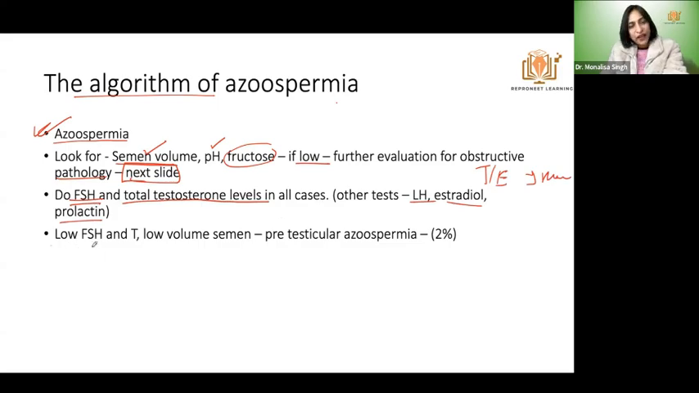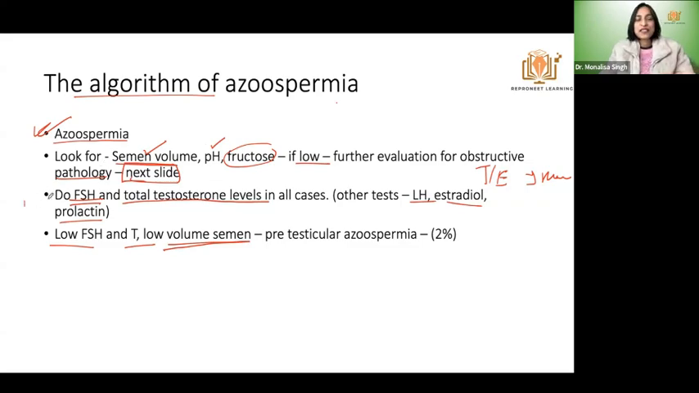Low FSH, low testosterone, low volume semen. So low volume semen is there here also in pretesticular or hypogonadotropic hypogonadism. That is why even if the picture looks like obstructive, this is not fully diagnostic of obstructive. This is just indicative of obstructive, which we have to evaluate further.